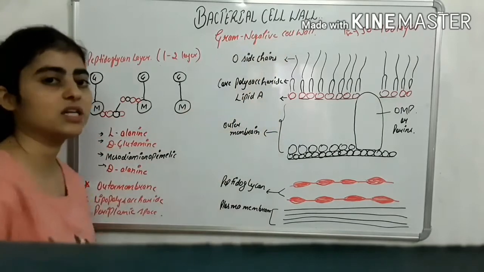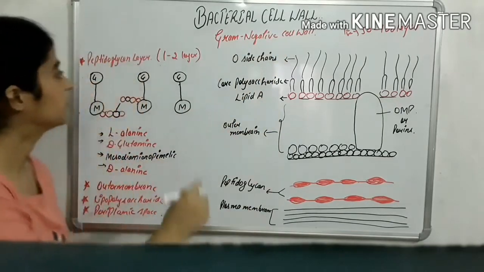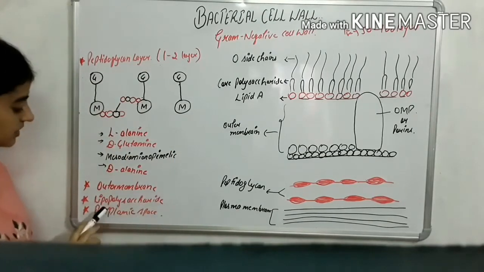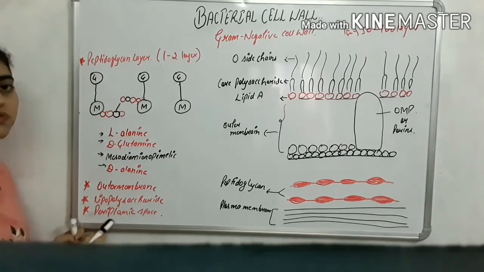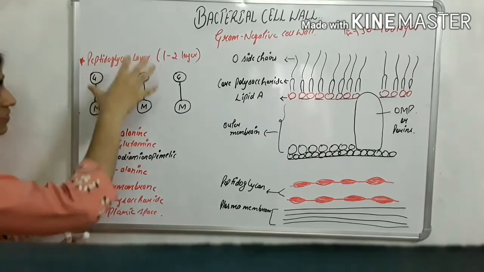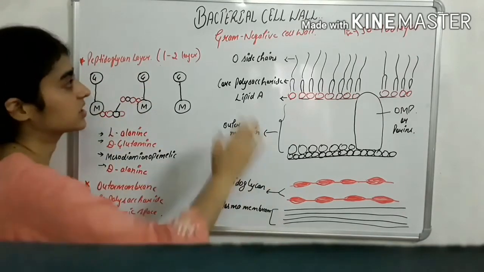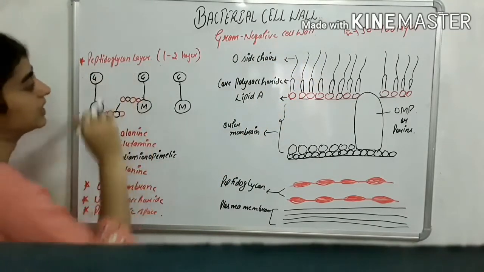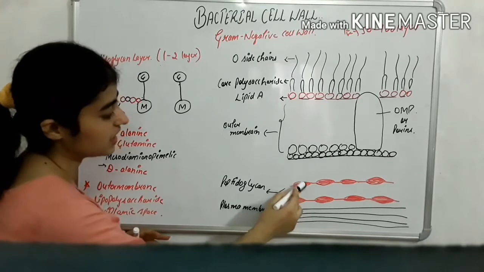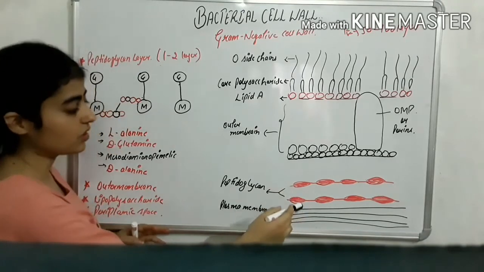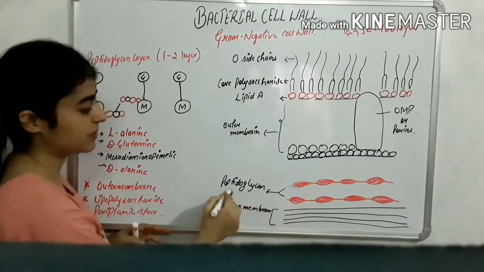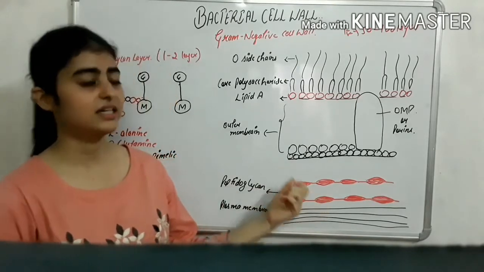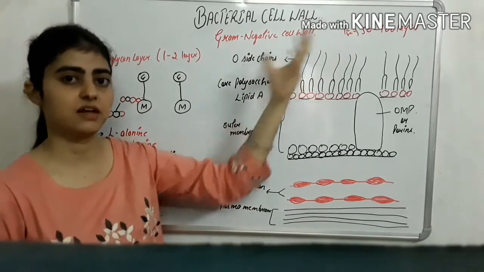The gram-negative cell wall is basically composed of 4 things. First is the peptidoglycan layer, second is the outer membrane, third is lipopolysaccharide, and the last one is the periplasmic space. All these contribute to the structure of the gram-negative cell wall. First we will learn about the peptidoglycan. You can see here there are only 1 or 2 layers of peptidoglycan, so they are very thin as compared to the gram-positive cell wall.